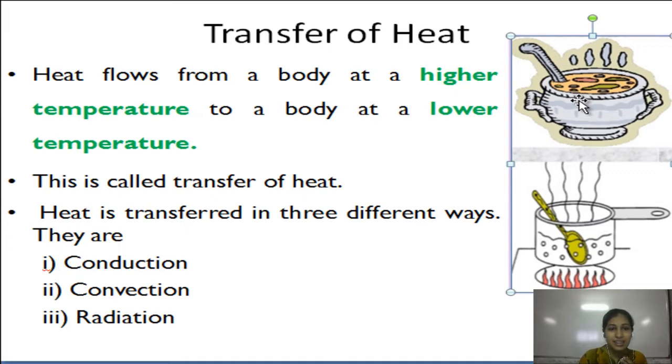So you can understand that in both the cases, the heat flows from a hotter object to the colder object. In fact, in all the cases, heat flows from a hotter object to a colder object. So our first topic is transfer of heat. Heat flows from a body at a higher temperature to a body at a lower temperature. This is called transfer of heat. Heat is transferred in three different ways. First is conduction, second convection, third radiation.